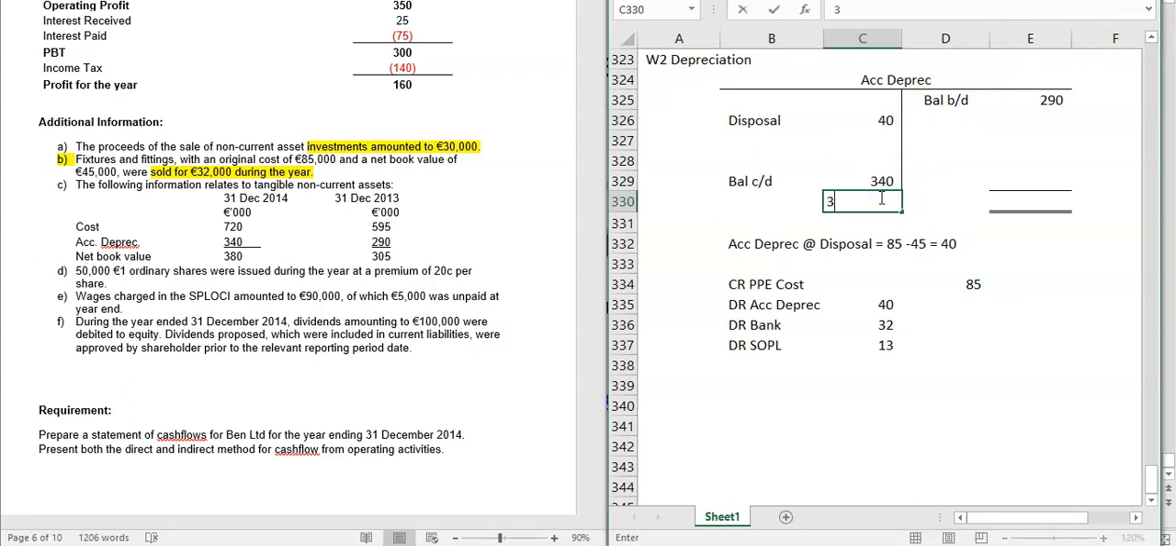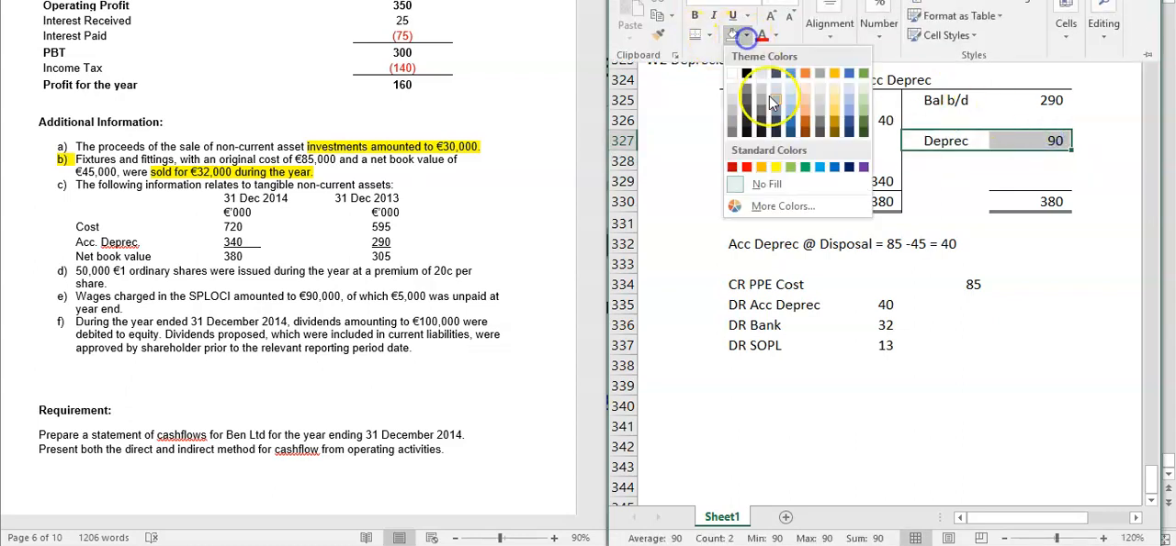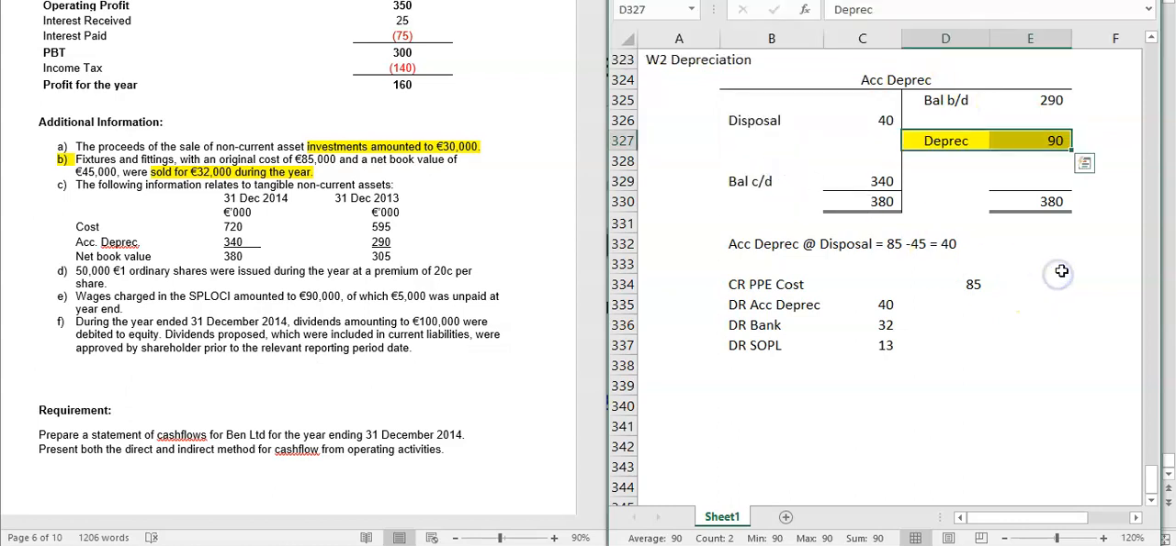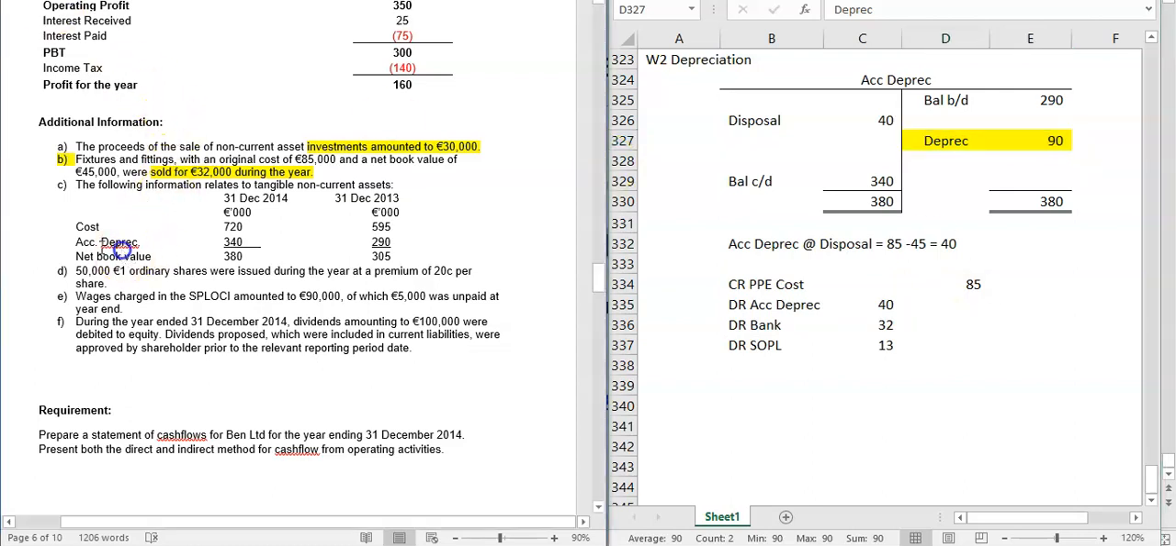So this side is 380. This side should be 380 as well, the higher on both sides. So the difference there must have been depreciation charge for the year, which was 90. And that's the figure that will be in the P&L and that we need to adjust for. So it's like solving a puzzle. You use the information that you have to try and work it back. We're trying to figure out depreciation and we use accumulated depreciation for that.